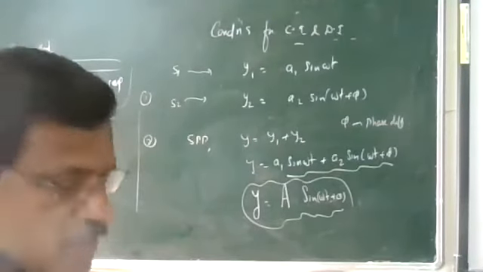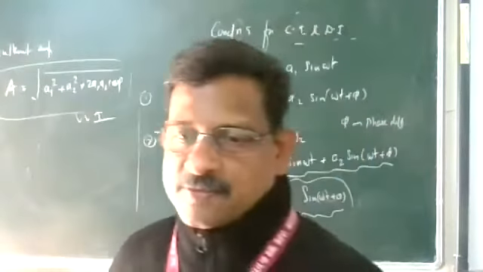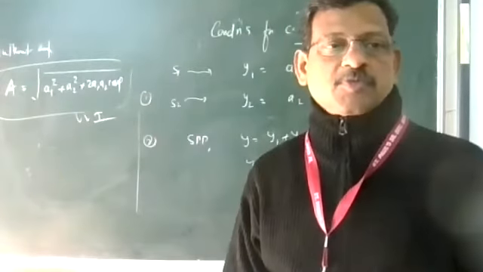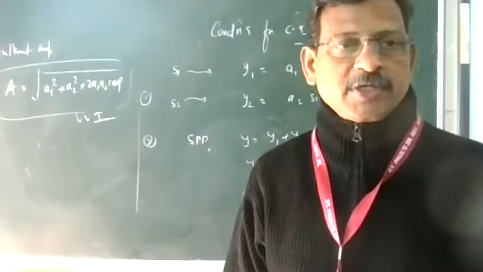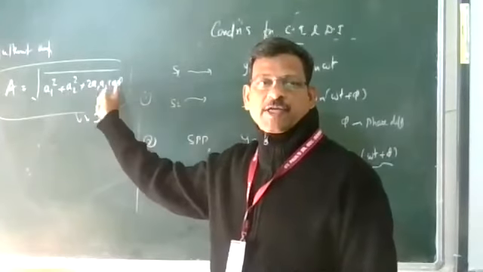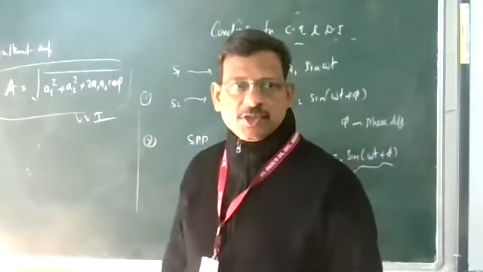This is just like the resultant of two vectors. Magnitude r is equal to under root a square plus b square plus 2ab cos theta. Same equation here. Here a1 is the amplitude of the first wave and a2 is the amplitude of the second one. Phi is the phase difference. So this is the amplitude.